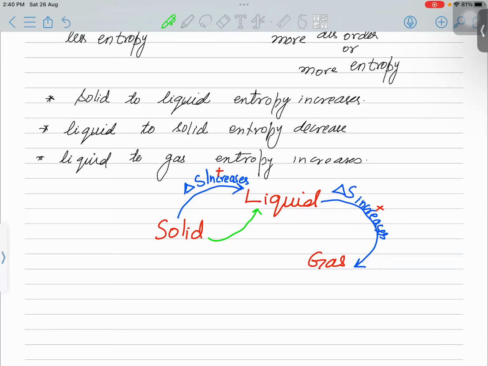Solid to liquid, delta S? Does entropy decrease or increase? Solid to liquid, it increases. Liquid to solid decreases. Decreases means negative. Gas to liquid, delta S decreases.